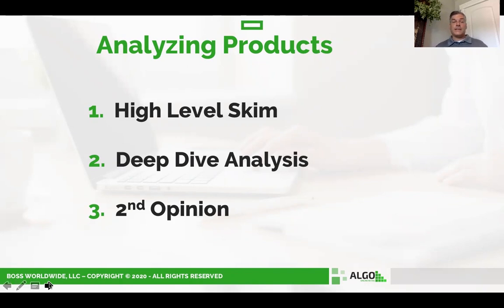All right, so let me just summarize. High level, skim with an analyzer tool. You take your supplier's huge list and narrow it down to a much smaller list. Then you deep dive, analyze that smaller list. You pick a few there, get a second opinion. Now, depending on your budget, you might be buying more than one product, so pick a few different products, or you might just be buying one, right?